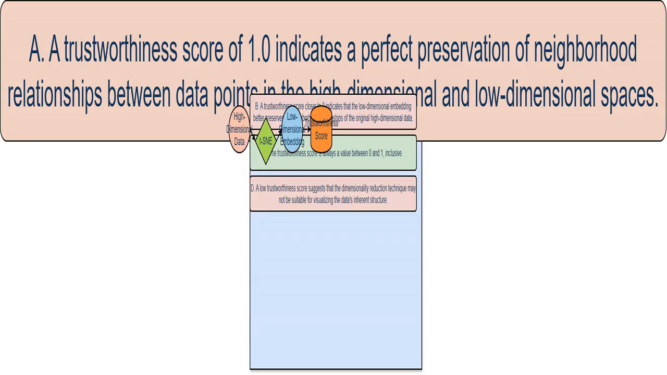I think this statement is false. A score closer to 0 implies that the neighborhood relationships are poorly preserved, not better preserved. A lower score means the algorithm failed to maintain the spatial relationships between data points effectively.